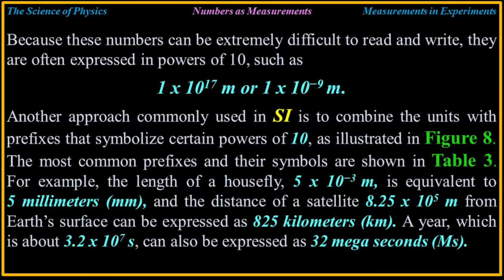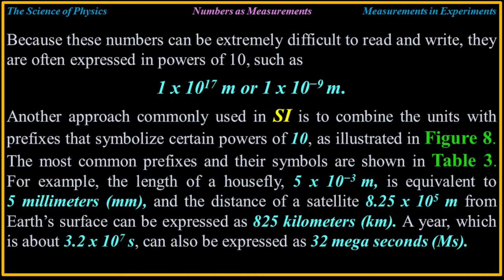Because these numbers can be extremely difficult to read and write, they are often expressed in powers of 10, such as 1 times 10 to the 17th meters, or 1 times 10 to the negative 9th meters. Another approach commonly used in SI is to combine the units with prefixes that symbolize certain powers of 10, as illustrated in Figure 8. The most common prefixes and their symbols are shown in Table 3.